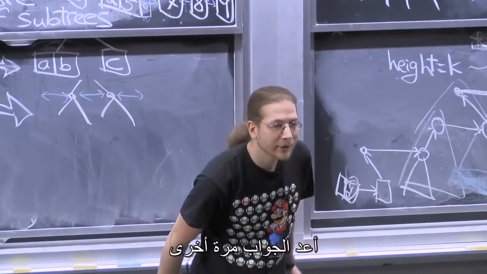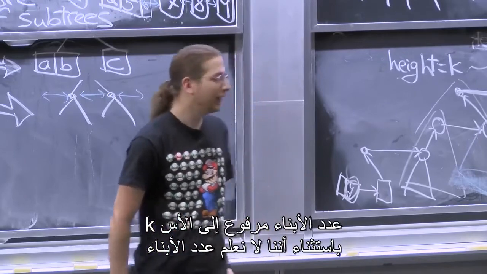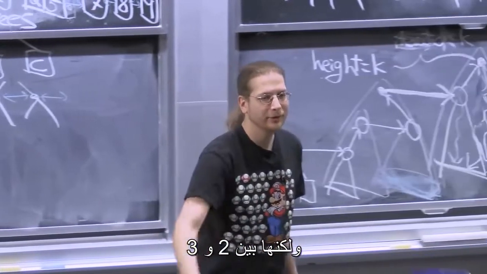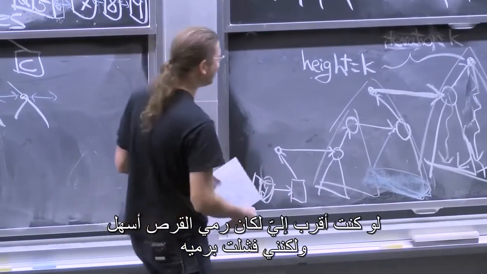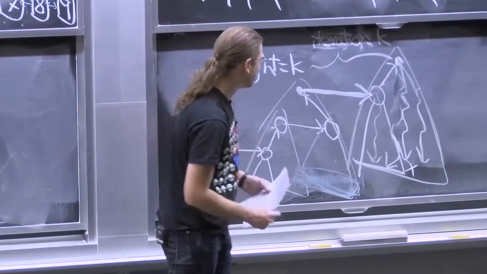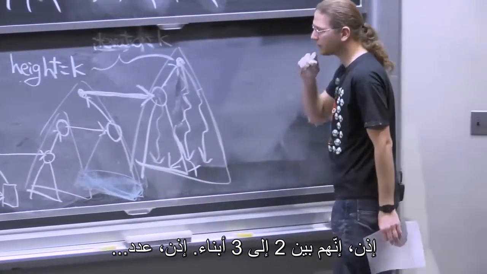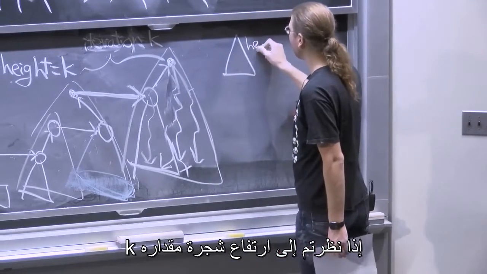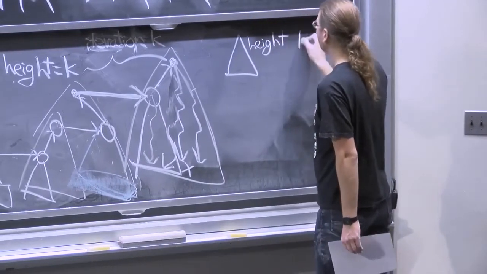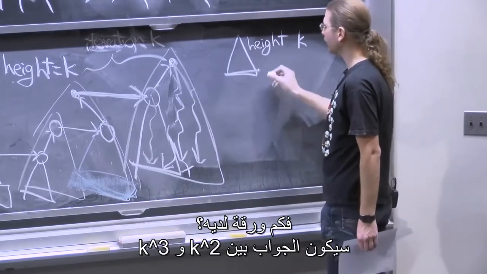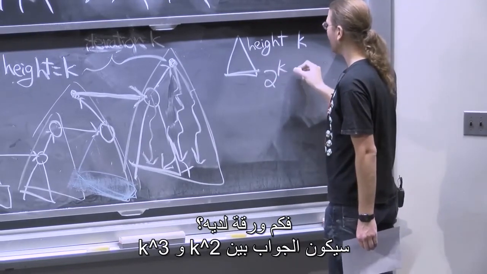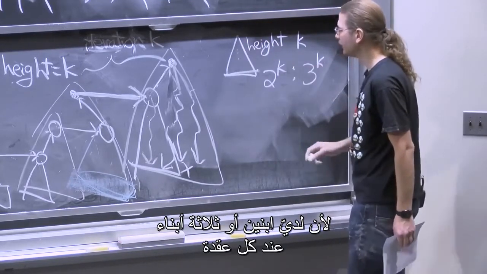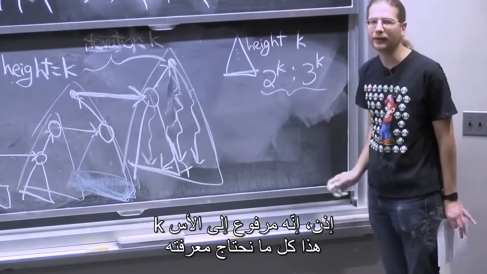Like the number of children to the k power, yep. Except we don't know the number of children, but it's between 2 and 3. So if you look at a height k tree, how many leaves does it have? It's going to be between 2 to the k and 3 to the k, because I have between 2 and 3 children at every node. And so it's exponential in k. That's all I'll need.